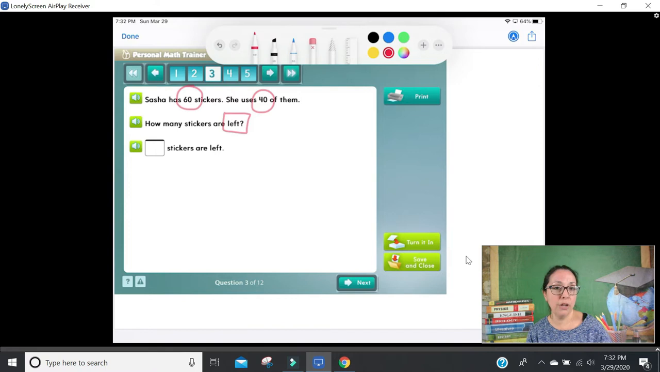So that should tell you what to do with the numbers. If you're doing it in ThinkCentral, make sure you have a paper and pencil on the side so that you can work out the problem. And then put your answer in the box right over here.